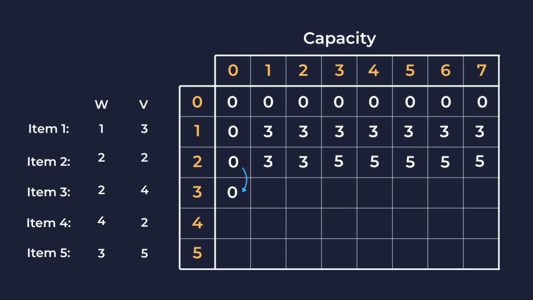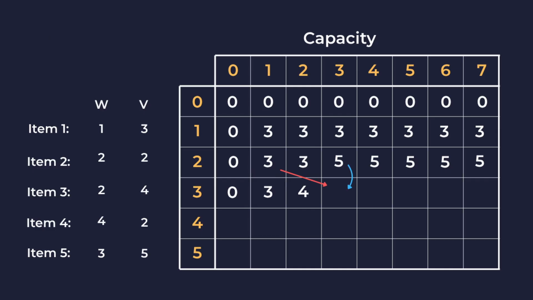Capacity 0 gets value from above. For capacity 1, we also get the value from above since item 3 won't fit. For capacity 2, there's room for the current item, and it gives us a better value than the current best value, so we put the current item's value.